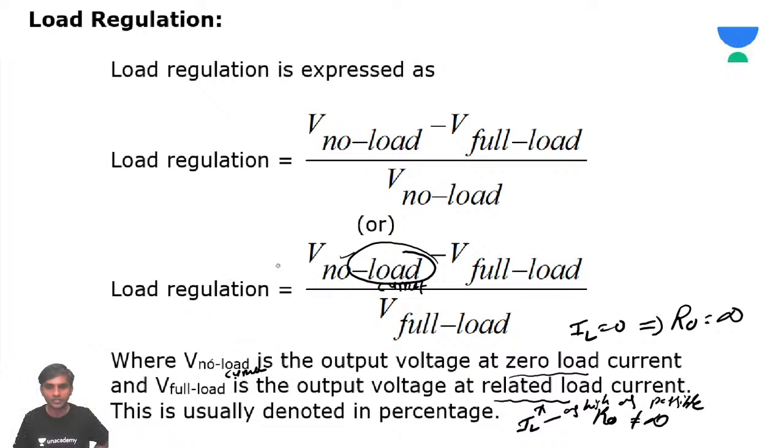If R naught is equal to 0, there will be flow of current. There is no resistance at all, right? Obviously, it's a short circuit. When short circuit is there, high current will flow. That's it. Okay, we'll move on.